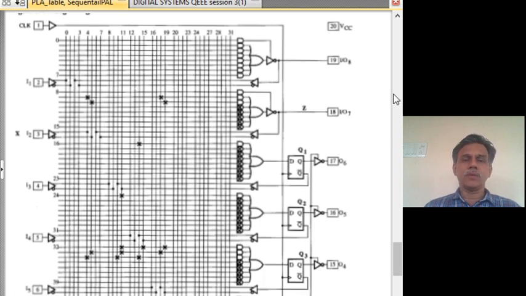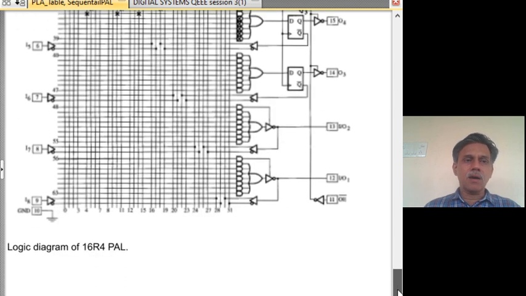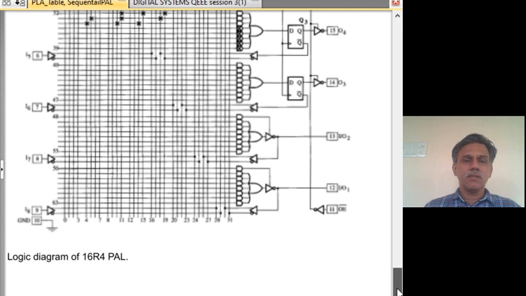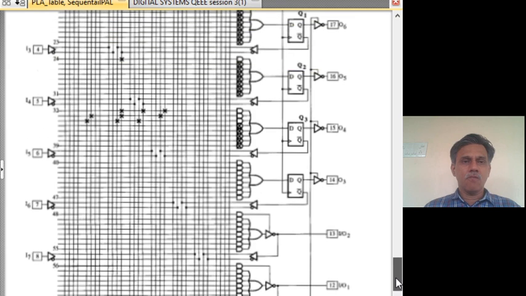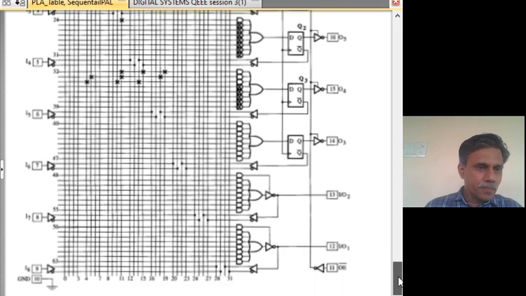So, here is a circuit which is a commercially available device called the 16R4 PAL, which is a sequential PAL because it also has flip-flops in it. So, a sequential machine can be realized. It has 8 inputs that can be fed into it. So, these are the inputs I1, I2, I3 all the way up to I7.